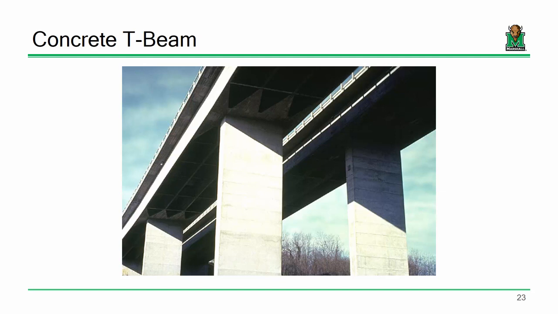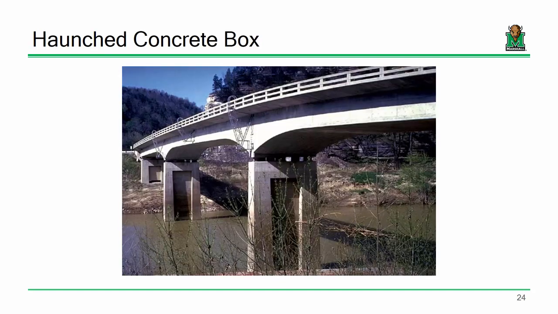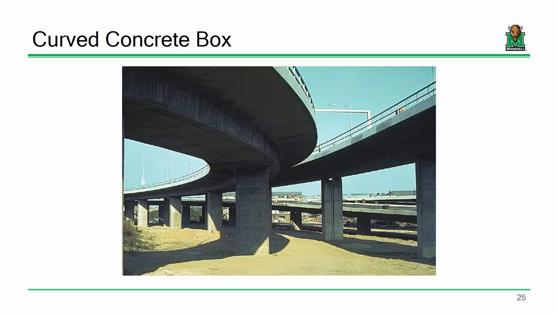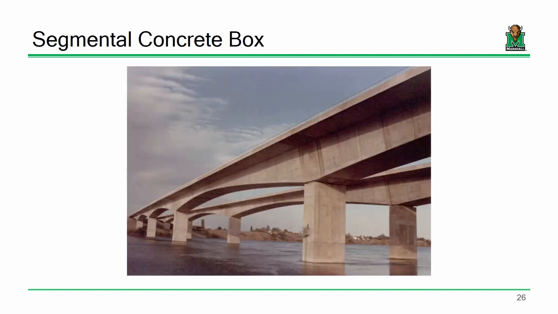You're still having to recognize, okay, maybe I'm setting my beams and then I'm casting a deck on top of those beams. So I've got this staged element of construction. Just like with steel, there are some traits that are unique. We can still do things like a haunched girder, increasing the depth of that girder where we're going to need those maximum forces. We can also do similar things with concrete. We can curve it, use that similar box shape, and get that torsional behavior that we'd like.